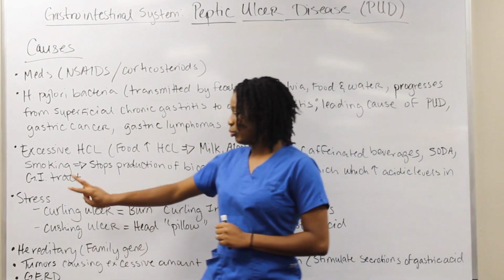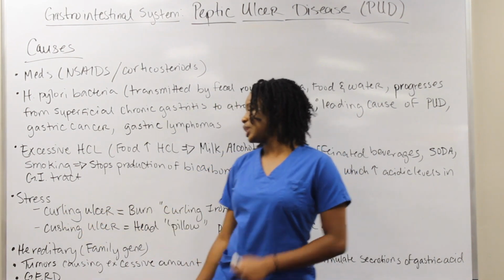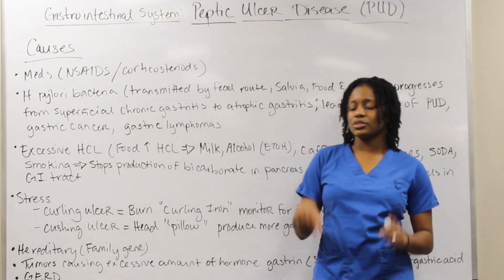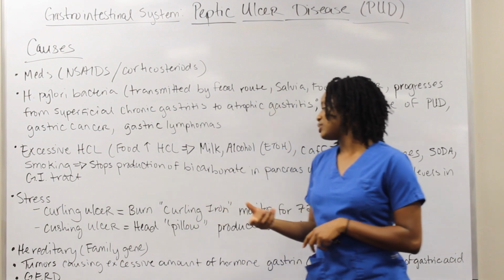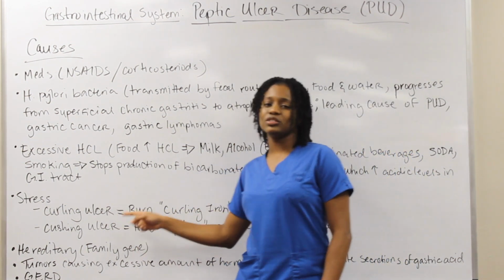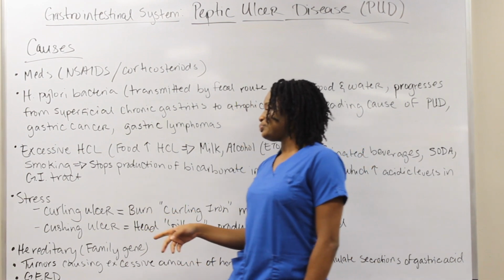So with stress, there are 2 different ulcers. You have the Curling ulcer and you have Cushing ulcer. I know sometimes it can be very hard to remember, so I put hints for you to get a better understanding. Curling ulcers deal with anything that deals with a burn, okay?